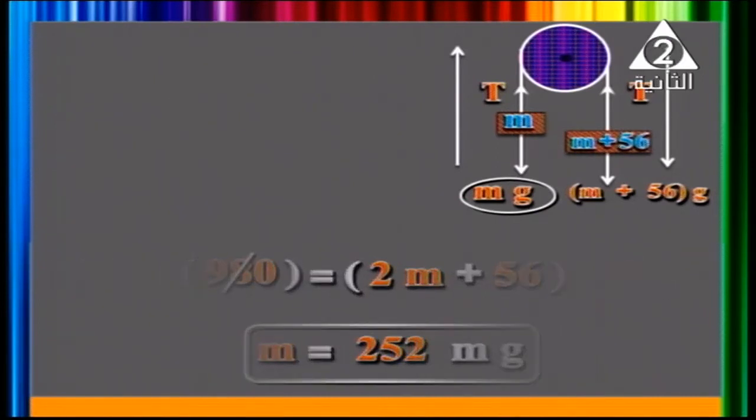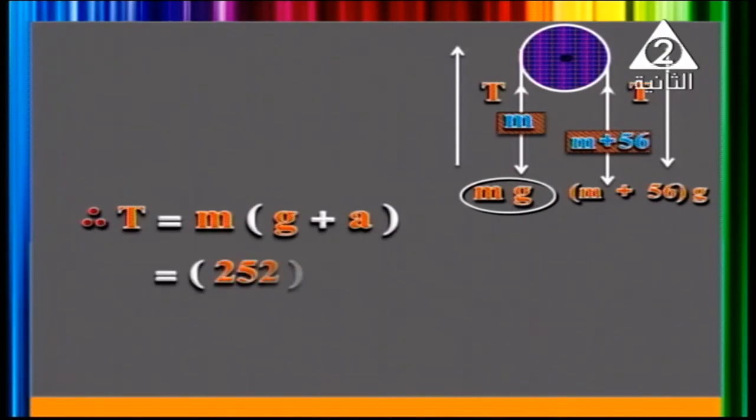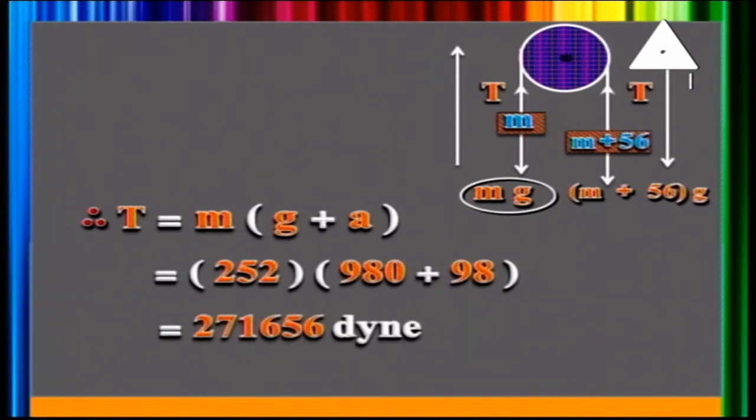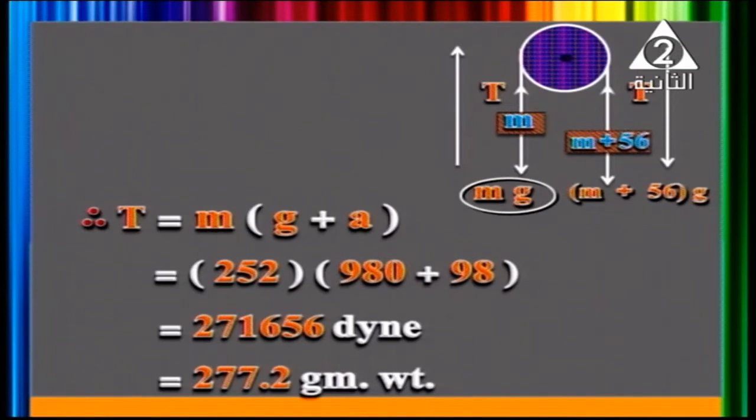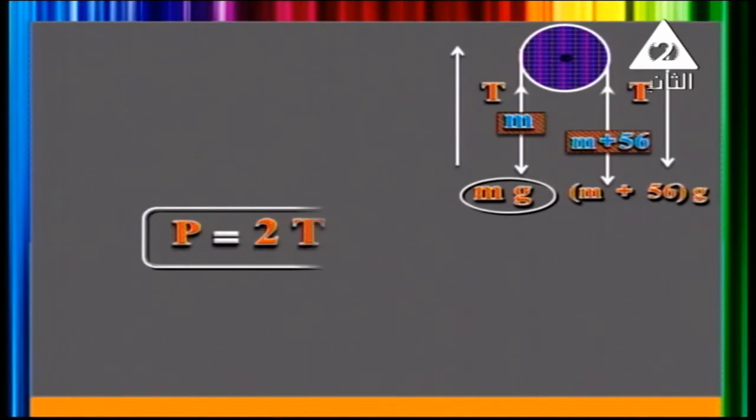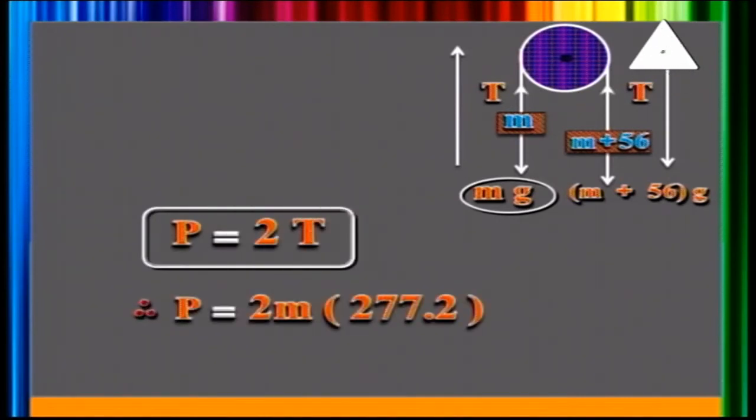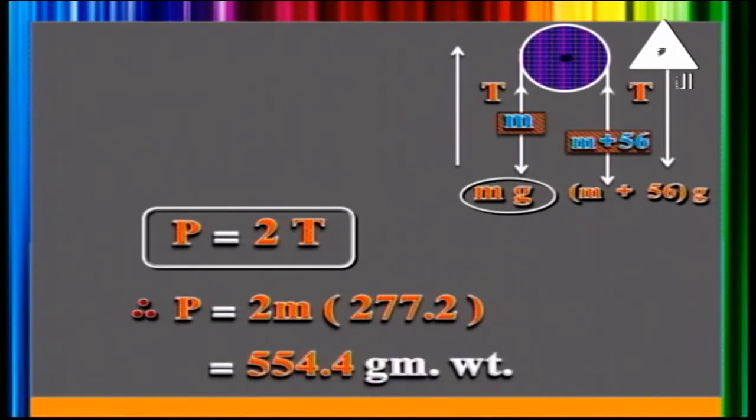T equals m multiplied by (g plus a). Therefore, by substitution of m, g and a, T equals 271,656 dyne. By dividing by 982 to convert it to gram weight, the answer is 277.2 gram weight. The pressure equals 2T. Then, by substitution of T, the pressure equals 554.4 gram weight.